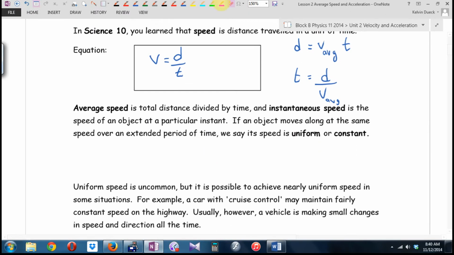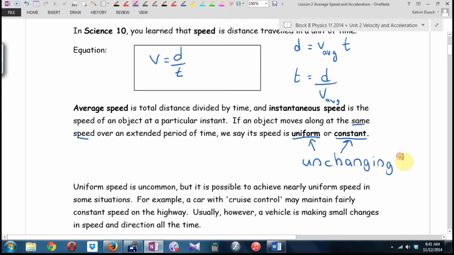So I said, average speed is total distance divided by time. Instantaneous speed is the speed of an object at a particular instant. If an object moves along at the same speed over an extended period of time, we have a word for that. We call it uniform or constant speed. Uniform or constant mean unchanging.